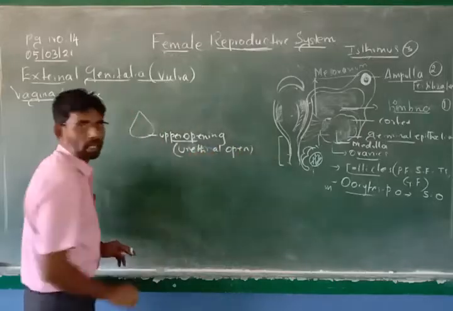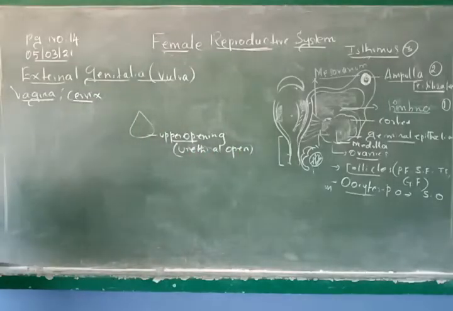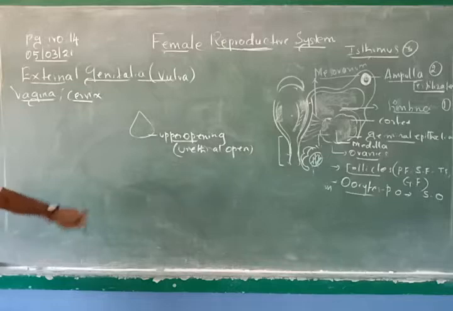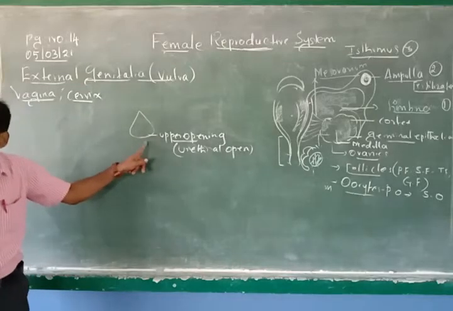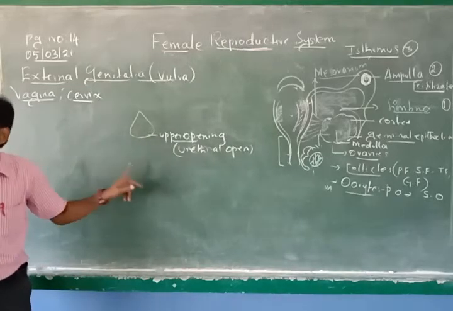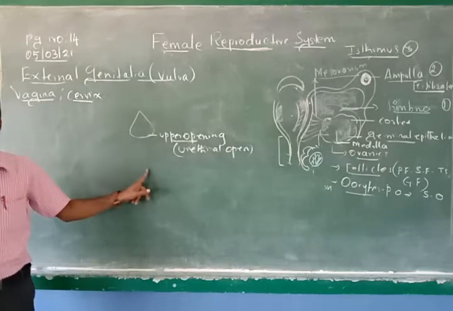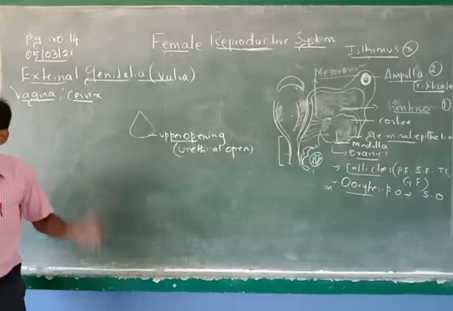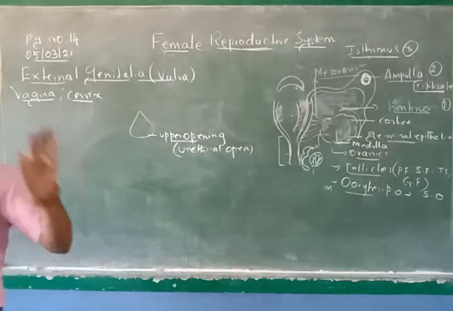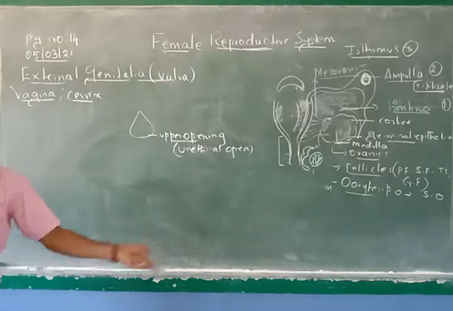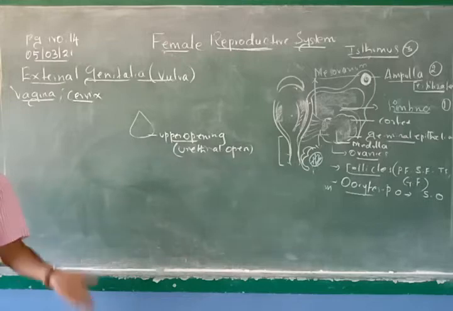Okay, so urethral opening. Female will have two openings. One is for the excretion of urine separately, and the other opening is for the vaginal copulatory organ for reproduction. So they have two openings. But male has only one organ, one tube, which excretes both sperm cells as well as the urine.